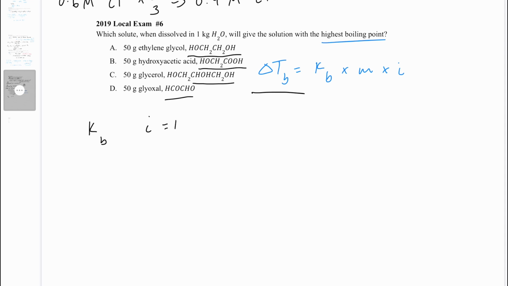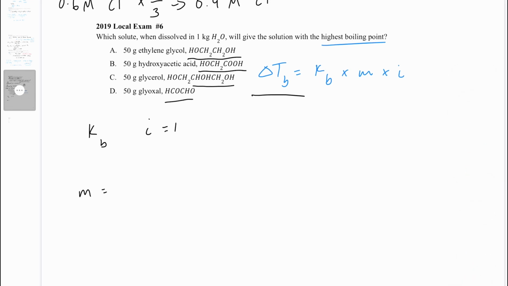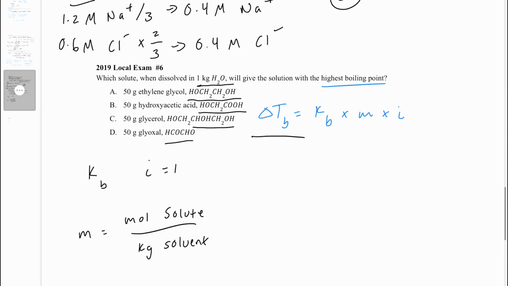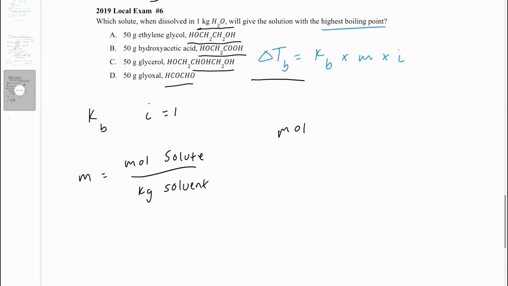So the only thing that can really make a difference based on their boiling points is going to be their molality. Remember, molality is going to equal the moles of solute over the kilograms of solvent. For all of these, the kilograms of solvent is going to stay the same because all of these are being dissolved in just 1 kilogram of water.